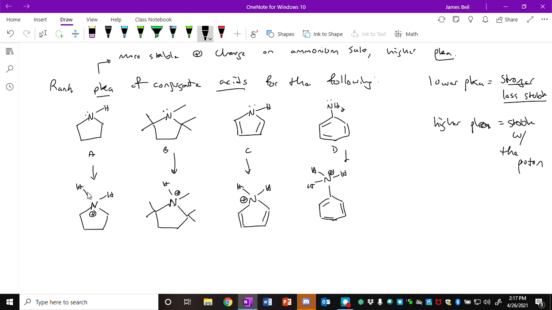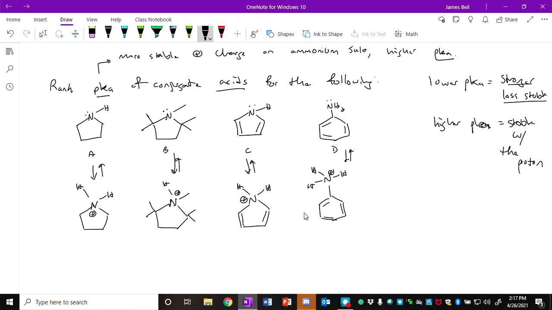Right, so by comparing the stability of the positives, we can try to judge for each one of these which one is going to have a more stable positive. The more stable it is, the less likely it is to donate the proton and go back. And the less likely it is to donate a proton, the weaker it is as an acid and the higher its pKa.